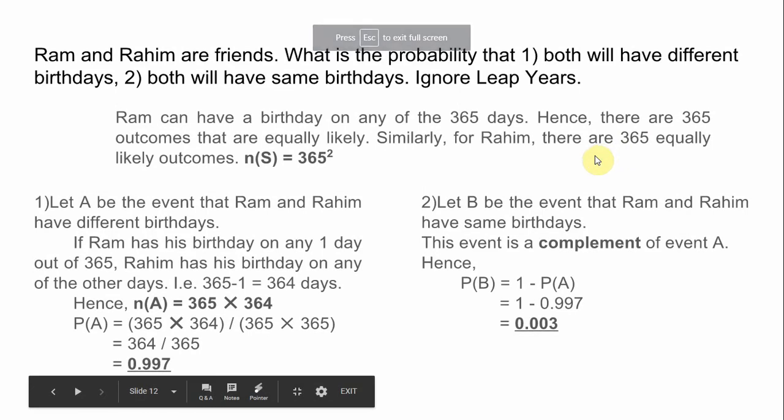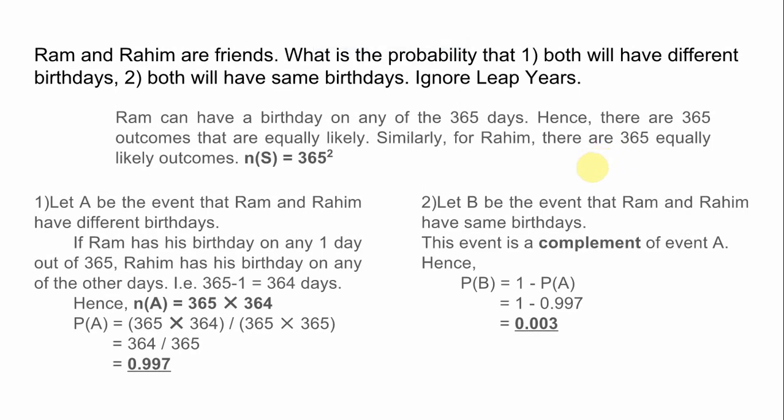Read the problem carefully. This one will be fun. What do we have here? Ram can have a birthday on any of the 365 days. Hence, there are 365 equally likely outcomes. Similarly, for Rahim, there can be 365 equally likely outcomes for his birthday as well. Therefore, the number of outcomes in the sample space is 365 into 365, that is 365 square.